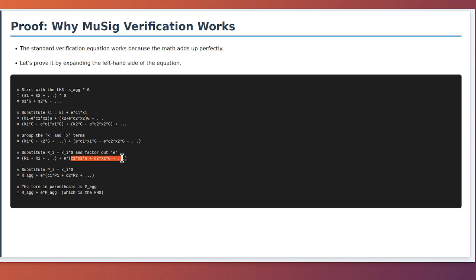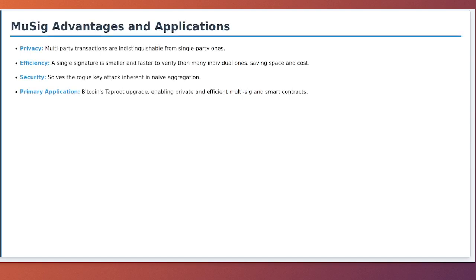We know that Xi times G is just the public key Pi. So the sum is E times (C1 times P1 + C2 times P2 + ...). And that expression in the parenthesis is exactly our definition of the aggregate public key, PAGG. So, the whole expression simplifies to RAGG + E times PAGG, which is the right-hand side of the verification equation. The math holds perfectly.